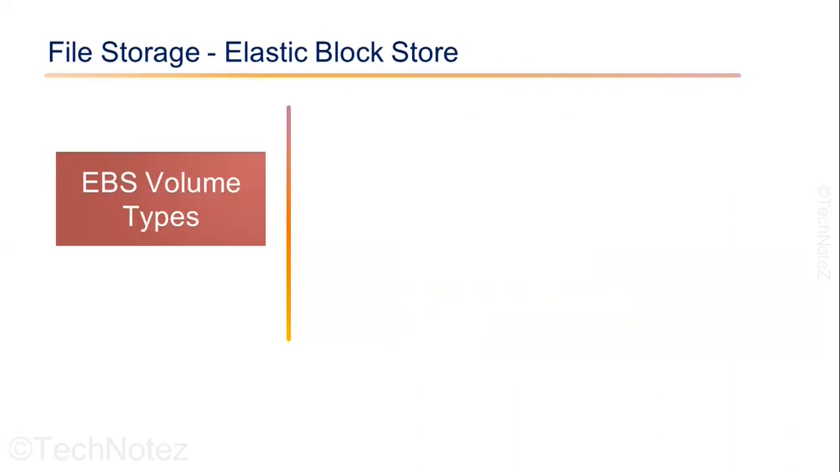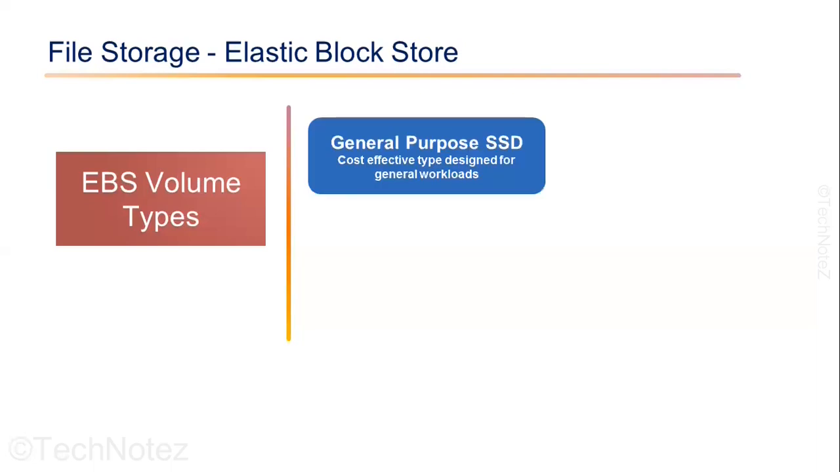EBS offers different types of volumes such as general purpose SSD. General purpose SSD is a storage volume type provided by AWS. It is designed to provide a balance of performance and cost for a broad range of workloads.